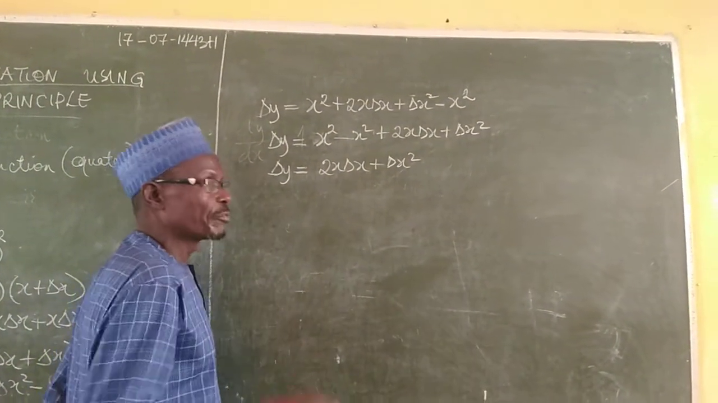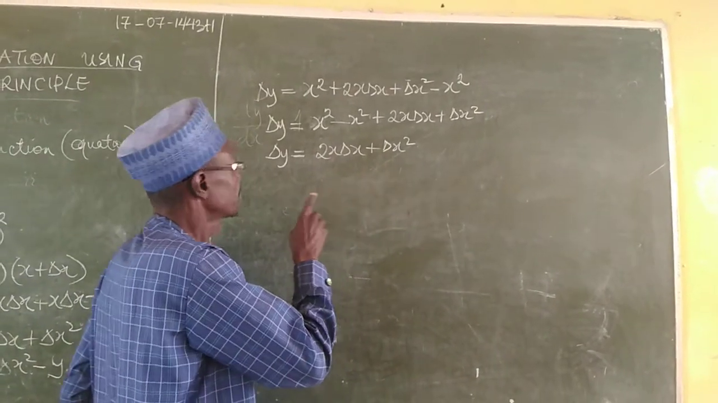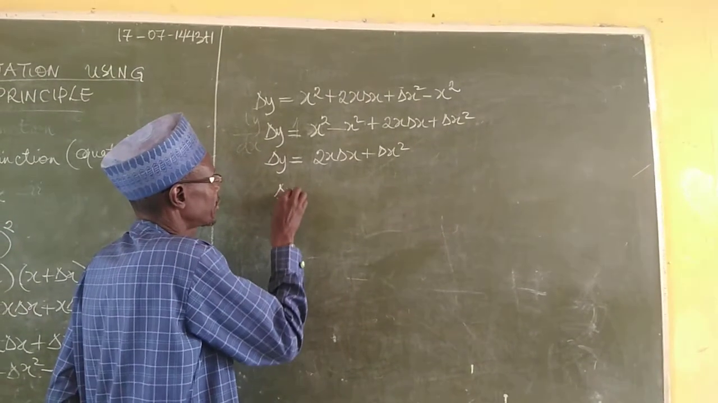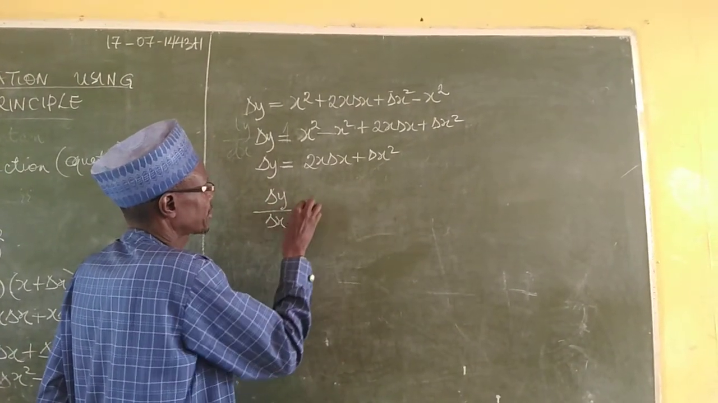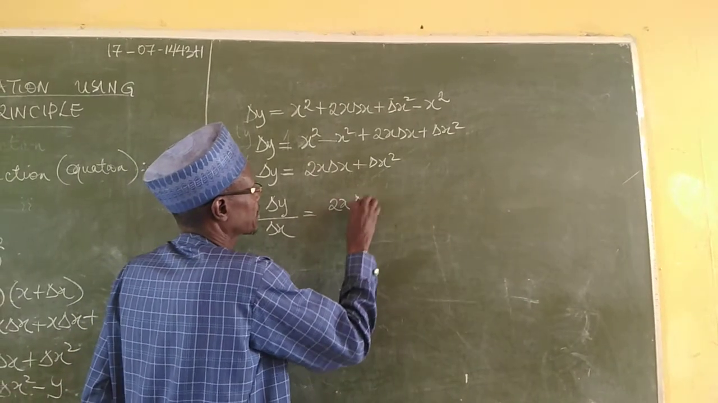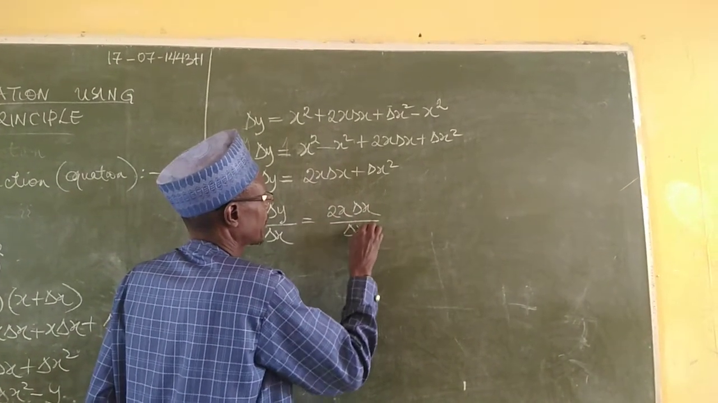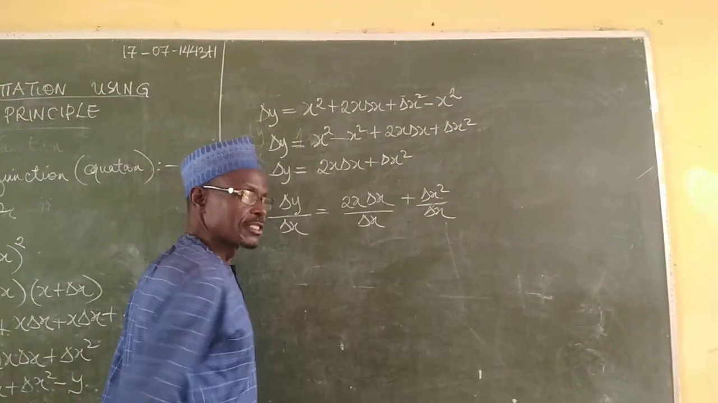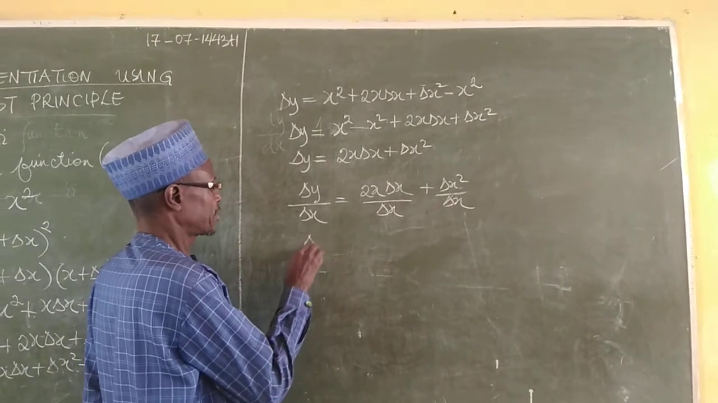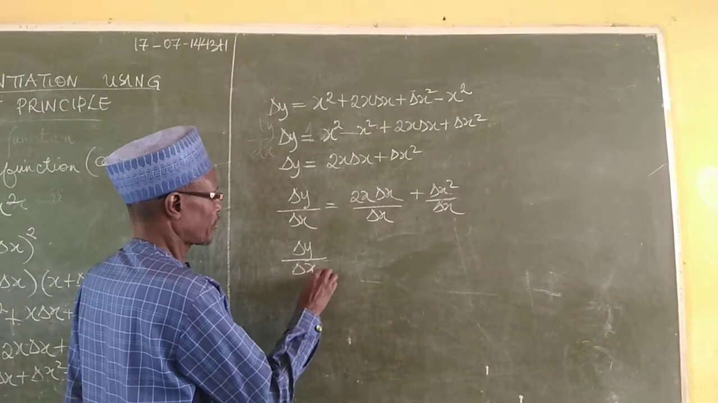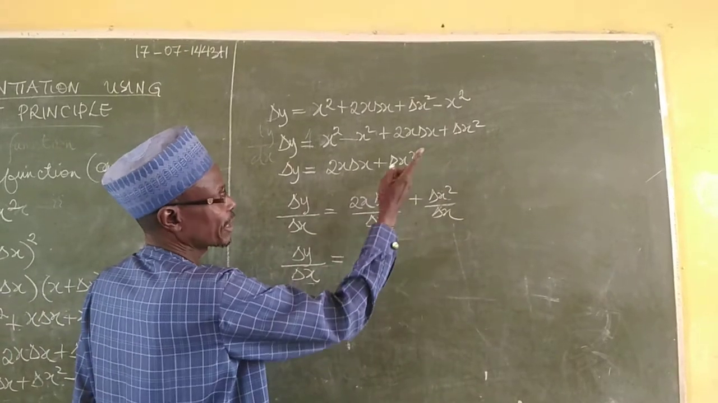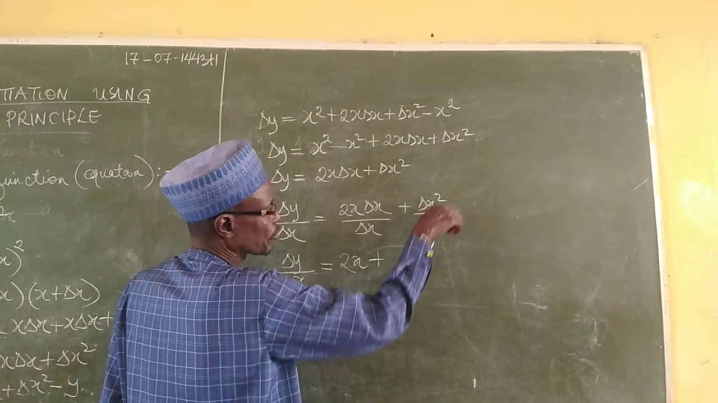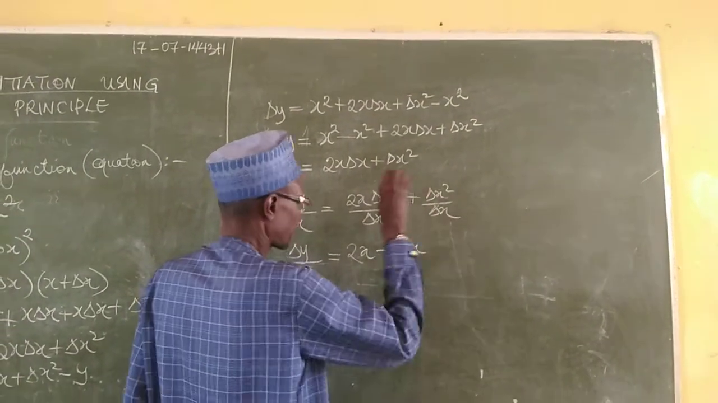Now I go ahead and divide both sides by del x, because my aim is to arrive at del y over del x. So I have del y over del x is equal to 2x del x over del x plus del x squared over del x. Now simplifying, I have del y over del x is equal to, this del x is gone, I am left with 2x plus, this square is gone because of this one, I end up with del x.